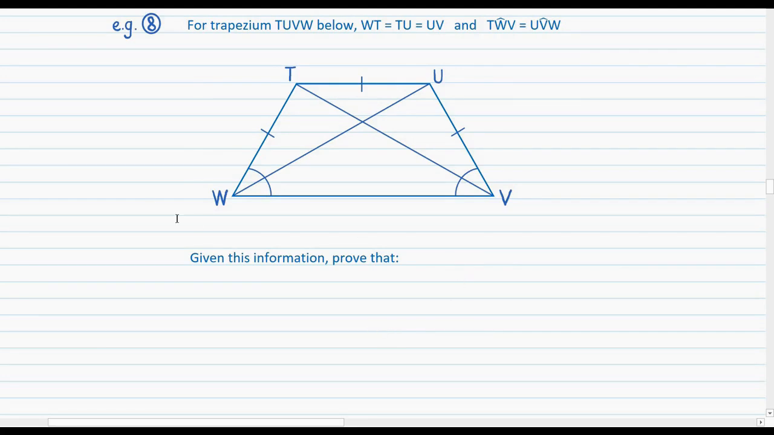In the example, we're given trapezium TUVW, and we're told that the sides WT, TU, and UV all have the same length, and angles TWV and UVW are equal. And given this information, we're told to prove that.